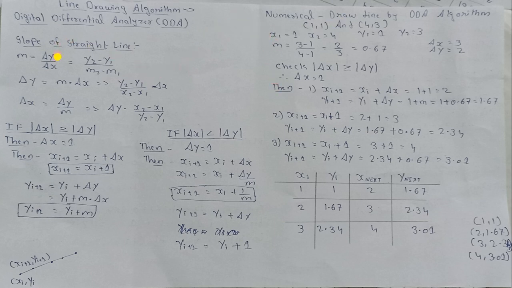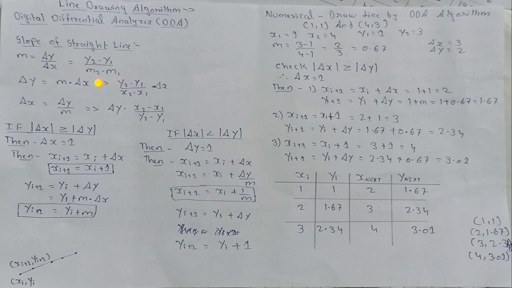Okay, so let's begin. Slope of a straight line: what we will find out is the slope, that is m. I have told you that in the line equation m means slope, and we write slope equal to delta y upon delta x. So this is the formula. For delta y, we can say y2 minus y1, and similarly delta x is x2 minus x1.